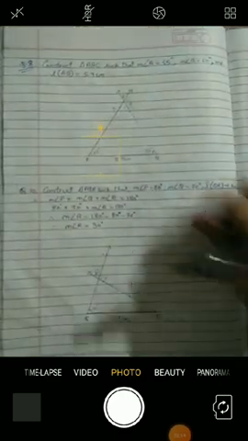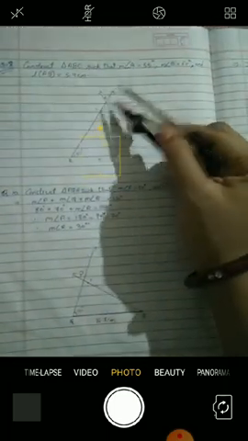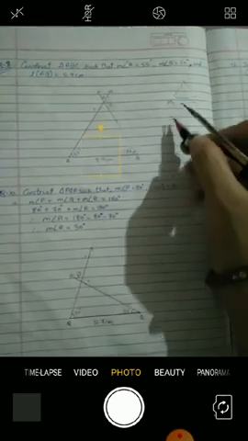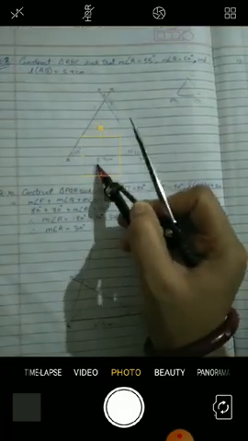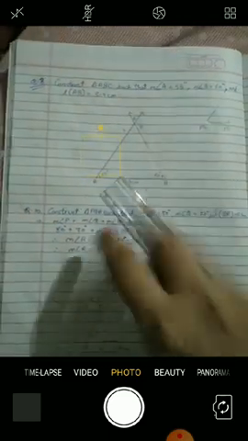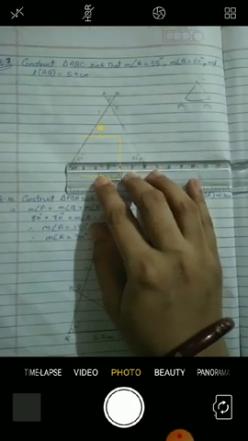In question number 8, construct triangle ABC such that measure angle A equal to 55 degree, measure angle B equal to 60 degree and length AB is 5.9 centimeter. So what is AB? We have to draw ABC. We have to draw first the rough diagram. ABC. I have drawn directly. Sorry for that. First we will draw AB, 5.9 centimeter. See, 5.9 centimeter I have drawn. You will draw with your scale. 5.9 centimeter. Okay.